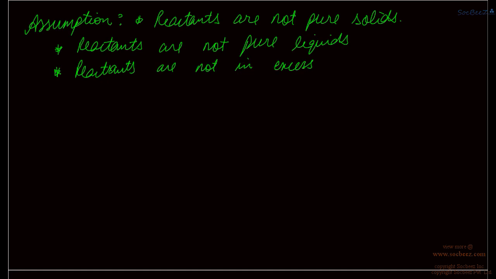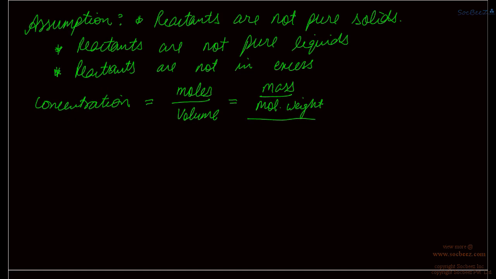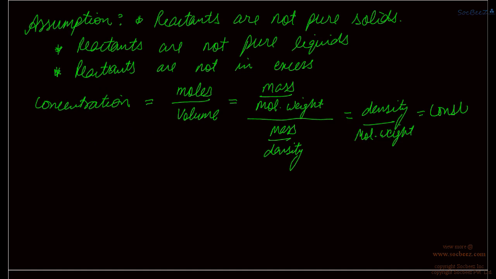Now, this is the case because concentration equals moles per unit volume, that is, moles upon volume. If the reactant is a pure solid or a pure liquid, then we can modify this expression: moles equals mass upon molecular weight, and volume is mass upon density. Now the density of a pure solid or pure liquid does not change. So this quantity becomes density upon molecular weight, which is a constant term. Hence, whatever species are in their pure solid or pure liquid form, we do not consider them in the expression of the rate law.